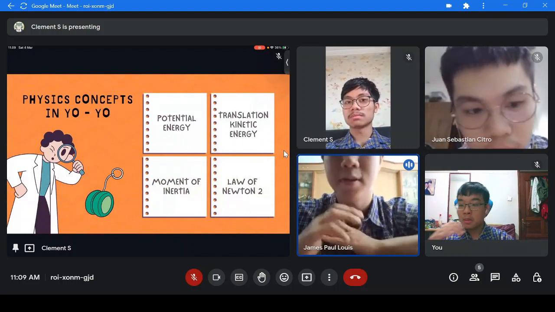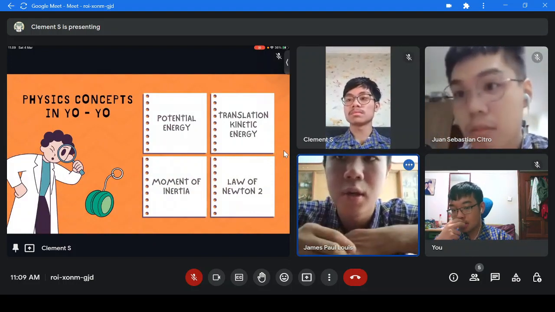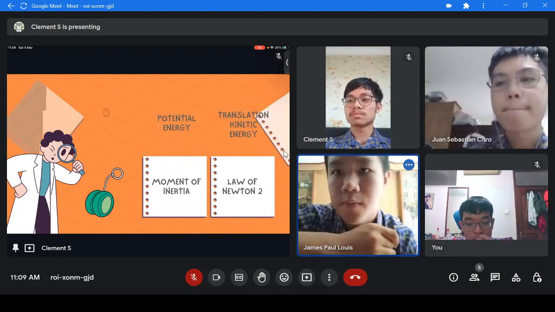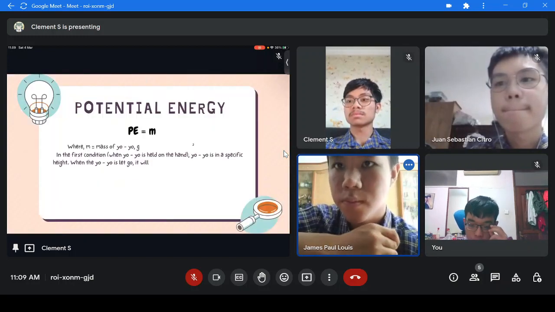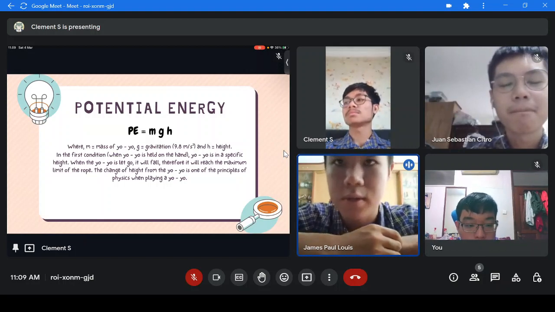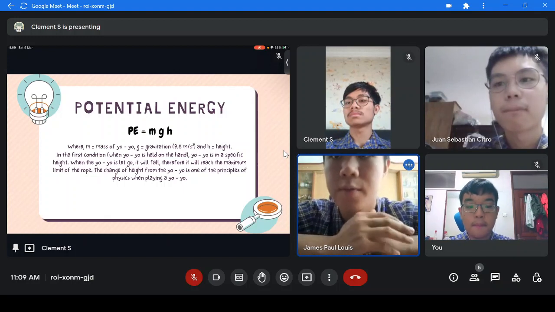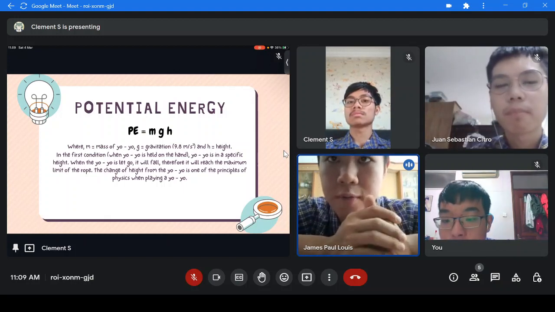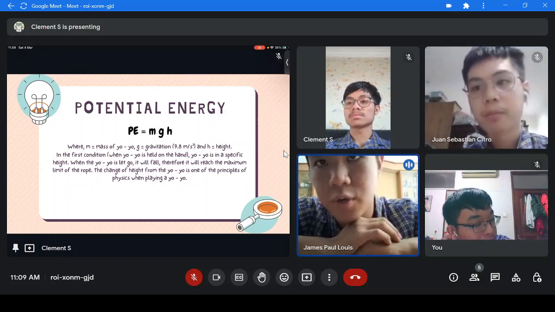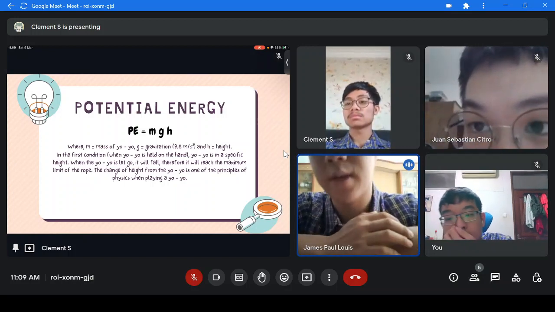Physics concepts in yo-yo. There are potential energy, translation kinetic energy, moments of inertia, and law of Newton too. Potential energy. PE equals m times g times h, where m equals mass of yo-yo, g equals gravitation, and h equals height. In the first condition, when yo-yo is held on the hand, yo-yo is at a specific height.